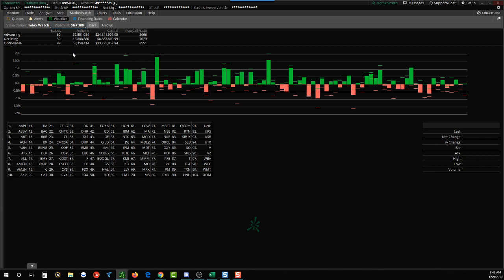S&P, you're looking at a 60-40, and the money flow is not 60-40. The money flow is 3-to-1 positive. So 60% of the S&P is moving up, but the money flow is 3-to-1 positive.